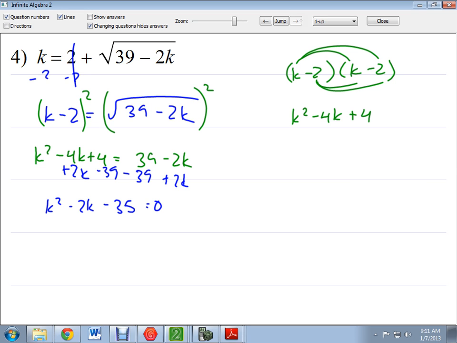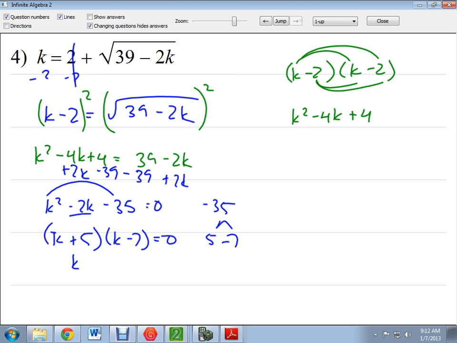This is again a very simple quadratic equation to do. Negative 35 that adds to the negative 2 in the middle are going to be 5 and 7. The 7 has to be the negative one to make the negative 2. I can again use the shortcut. This is going to be k plus 5 times k minus 7 is equal to 0. Now this gives me two answers. My answers are going to be k is equal to either negative 5 or positive 7.